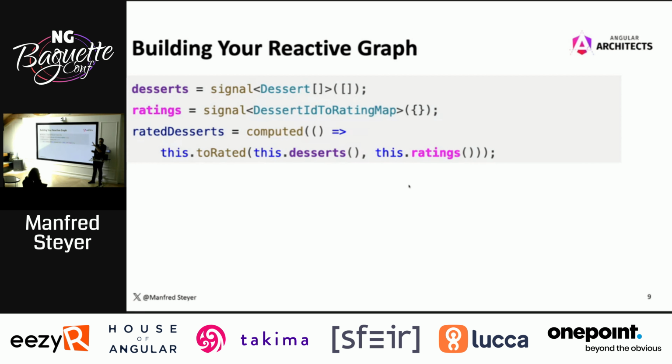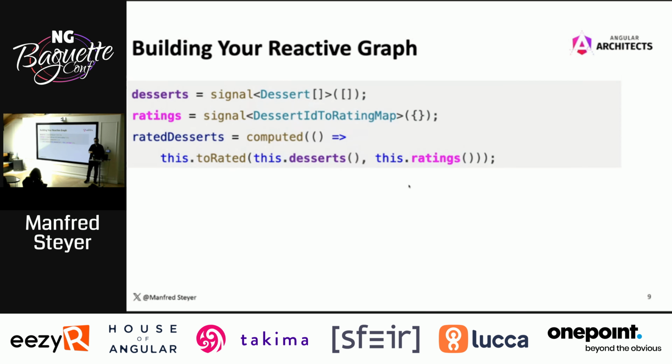So this can now be seen as some kind of simple marble run. This is already a reactive graph. Namely, you have this purple marble, you have the pink marble, and both marbles go into the computed where the rated desserts are computed. And so we get out another marble, the rated dessert marble, that proceeds in our marble run, in our data flow, in our reactive graph.